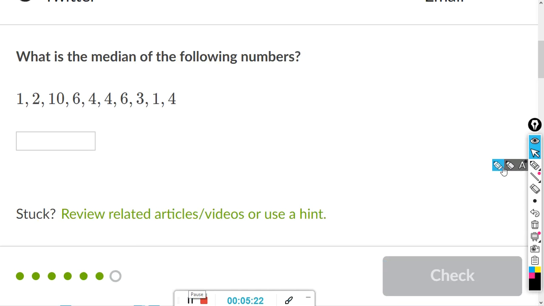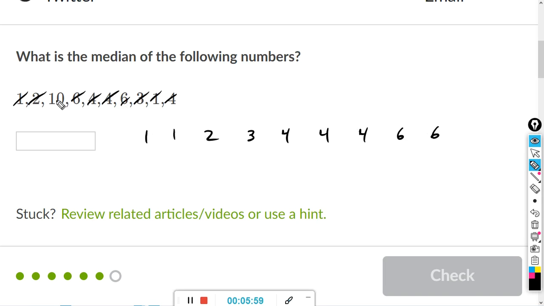So one more median problem here. They want to know the median of the following numbers. Let's put them in order. The lowest is 1, and there's 2 number ones. Next up is 2. Next up is 3. Next up is 4, and we have 3 number 4s. 1, 2, 3. We have 2 number 6s. And the greatest is 10.